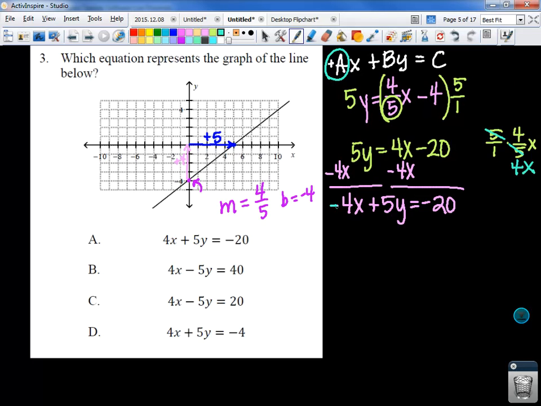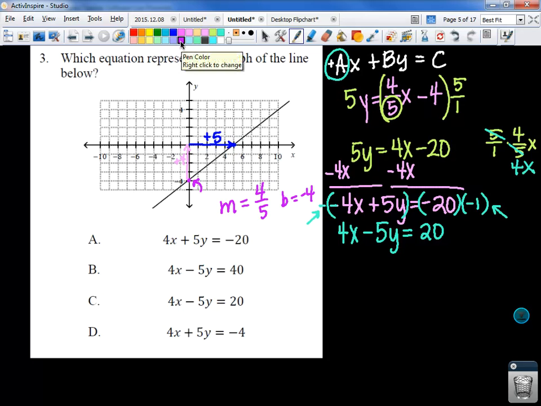Right now, it's negative. So in order to make that a positive, we can multiply or divide by a negative. Whatever we do to one side, we must do to the other. Multiplying by a negative is the same as multiplying by -1. The opposite of -4x is +4x. The opposite of 5y is -5y. And the opposite of -20 is +20. So I should be looking for 4x minus 5y equals 20 as an answer choice.